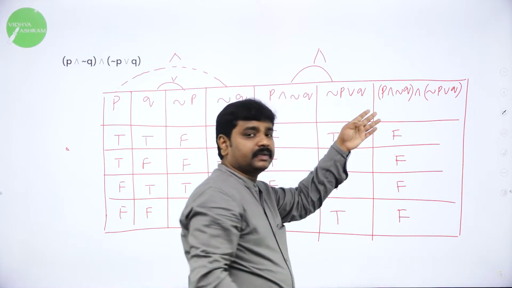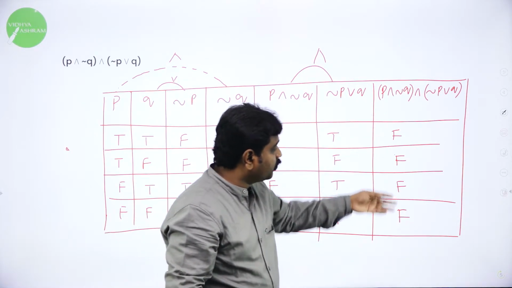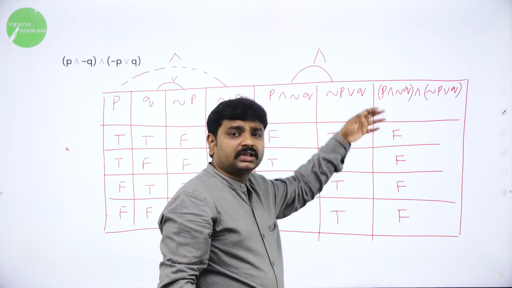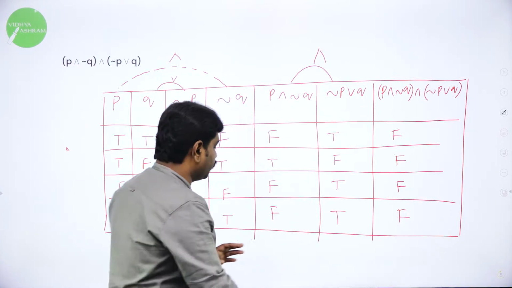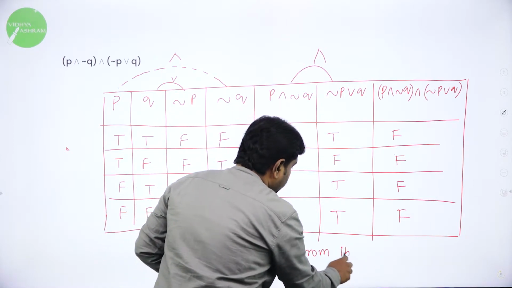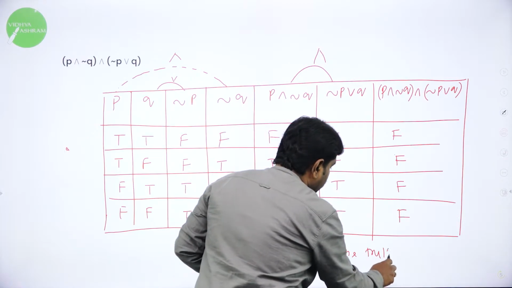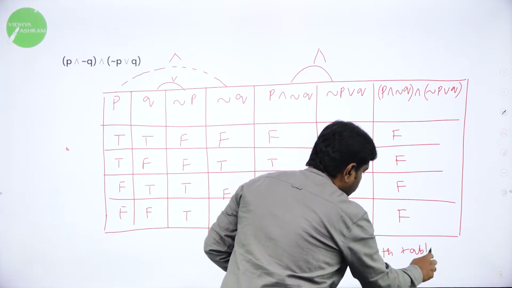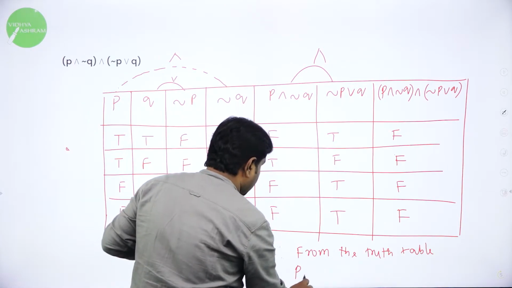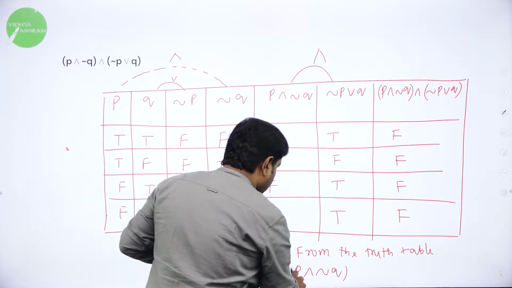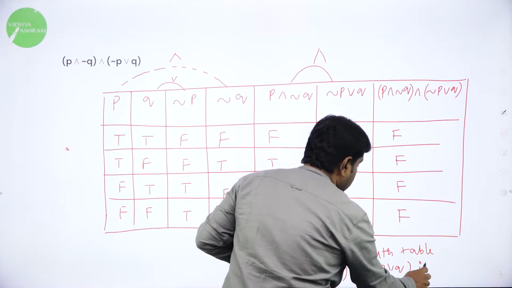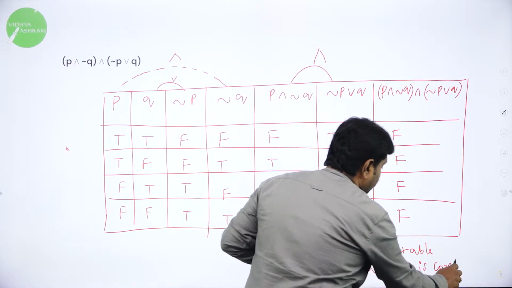What is the final answer? Final answer, all the outputs are what? False. So if you see the truth value, all the truth values in the last column are false. Therefore, conclusion is simple. From the truth table, the given compound proposition, P and not Q and Q, not P or Q, is contradiction. What we call it as contradiction.